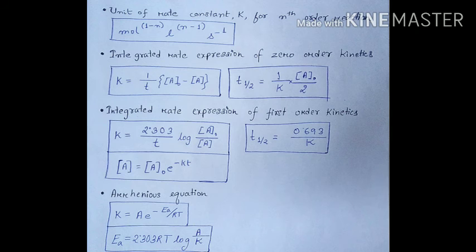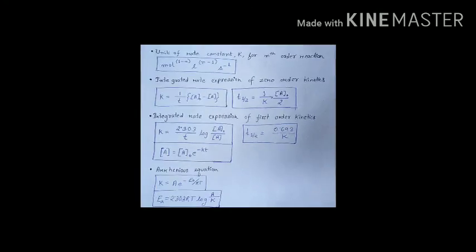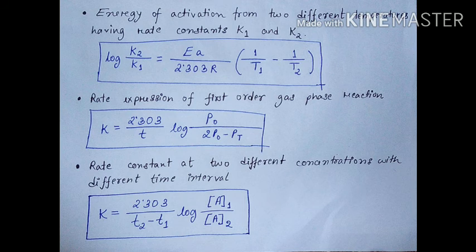for nth order reaction, the integrated rate expressions for zero order kinetics as well as first order kinetics and their half-life period, two expressions of Arrhenius equation, energy of activation from two different temperatures having rate constants K1 and K2, rate expression of first order gas phase reaction, and finally the rate constant of two different concentrations with different time interval. At the very first sight, this formula may look very confusing, but not after you have watched this video.